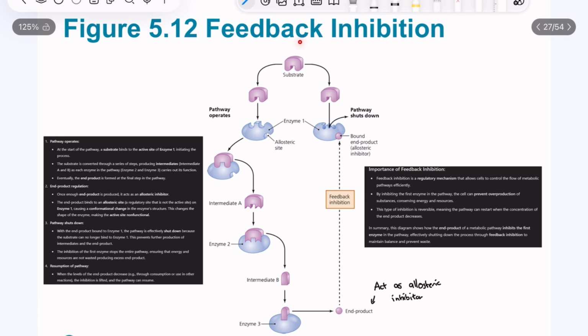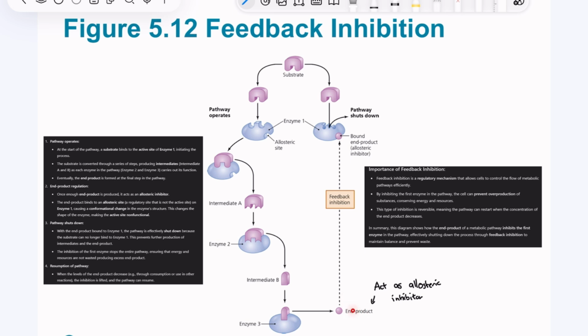And so we look at feedback inhibition, starting off with how the pathway operates. At the start of the pathway, a substrate binds to an active site of enzyme 1, initiating the process. The substrate is converted through a series of steps producing intermediates, which are intermediates A and B, as each enzyme in the pathway carries out its function. And eventually, the end product is formed at the final step of the pathway.